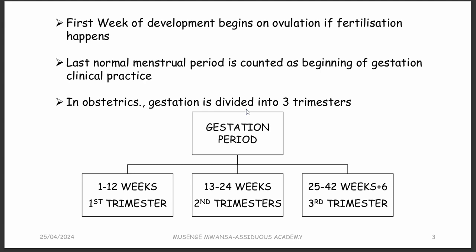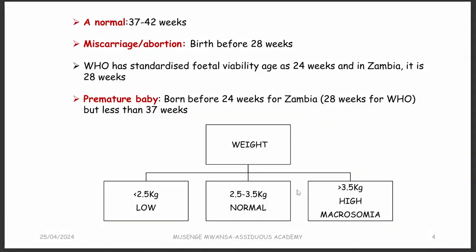So the gestation is going to be divided into three trimesters. You are going to have the first 12 weeks, that is the first trimester. And then from the 13th week to the 24th week, that is going to be the second trimester. From the 25th week to the 42nd week plus 6. We mean plus 6 because if the 42nd week starts, it needs to end, like to the last day of the 42nd week. That is going to be the third trimester. A normal gestation period should be between 37 weeks and 42 weeks.